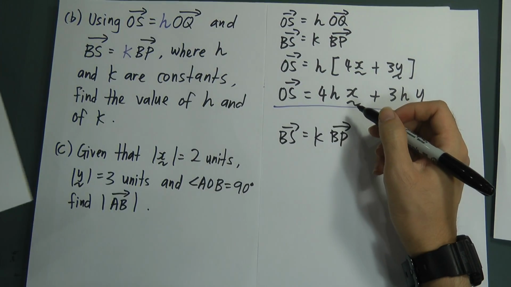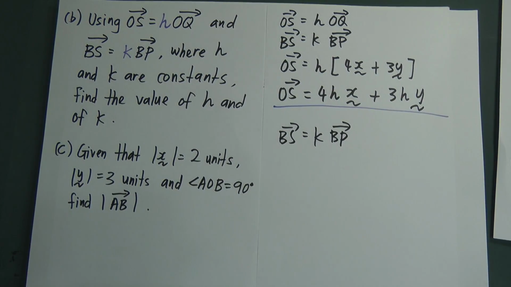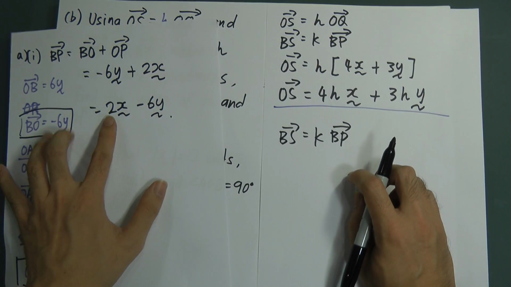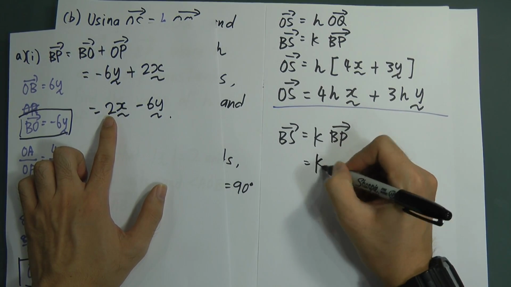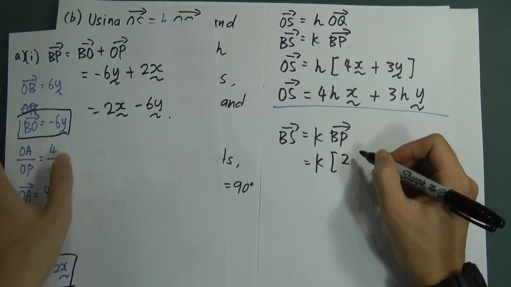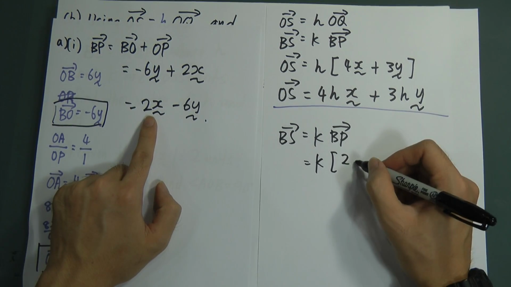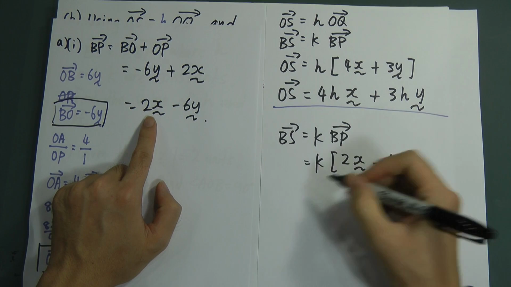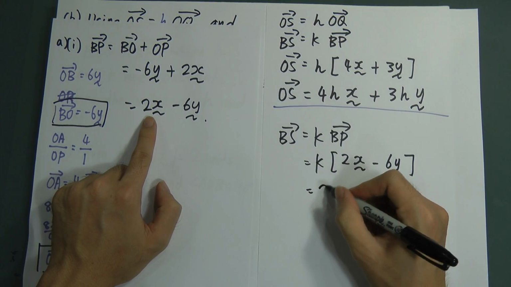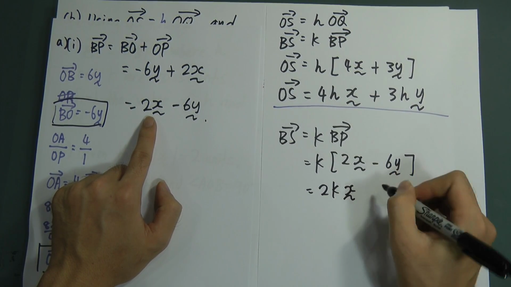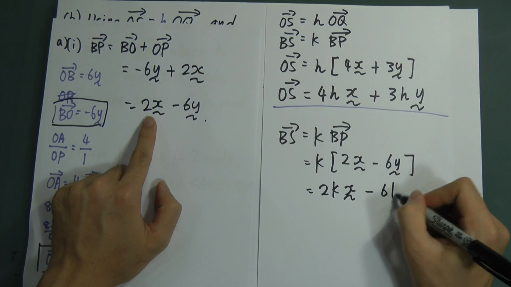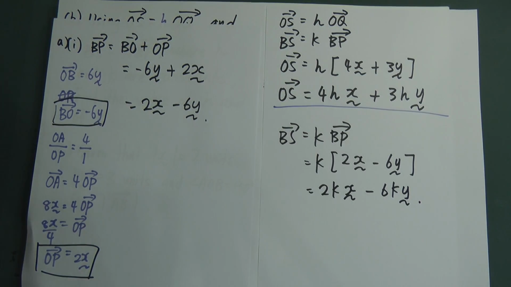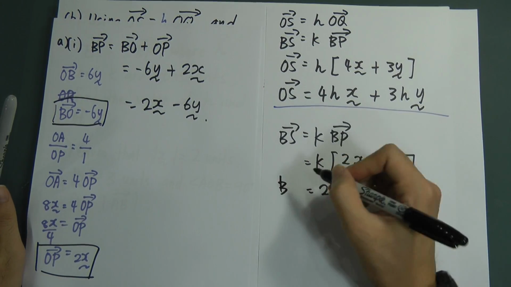Did we find BP yet? Let's see. BP, yes, we do find BP also. BP equals 2x minus 6y. Then I just multiply k into both: 2kx minus 6ky. Okay, now this is BS.